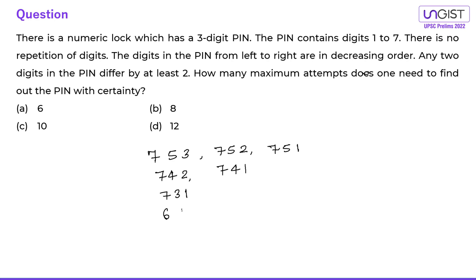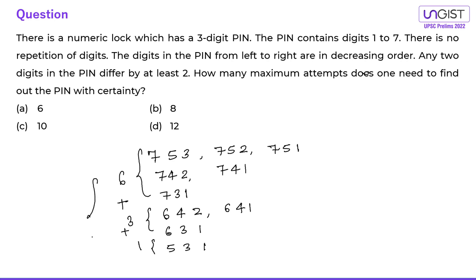Now 6-4-2 and 6-4-1. Okay, and 6-3-1. So starting from 6 we can have 3 pins, and then 5-3-1, that's it. So how many are there? There are 6, then 3, and then 1. So total they are 6 plus 3 plus 1, this is 10. So 10 maximum attempts are needed to find out the pin with certainty. Okay, all right. Now let's move to the next question.